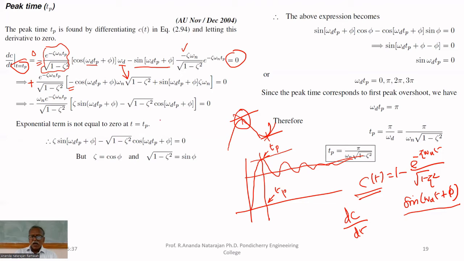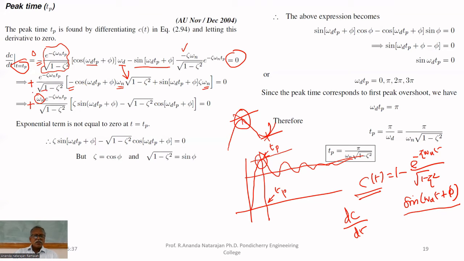Again, at this point, the magnitude is not equal to 0. The magnitude is not equal to 0, and this omega n also can be taken outside. In both terms, we have omega n. That's why omega n also can be taken outside. So what will you get? This is negative, this is positive. That's why you will write this first: zeta sine omega d tp plus phi minus square root of 1 minus zeta square cos omega d tp plus phi.